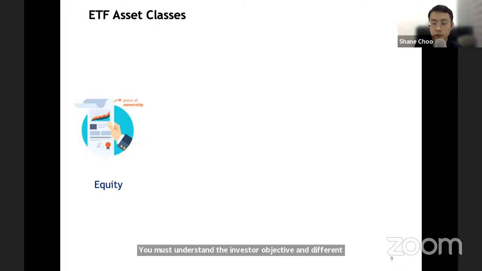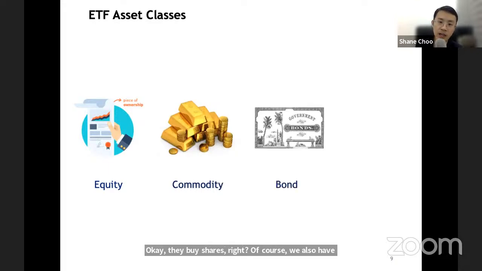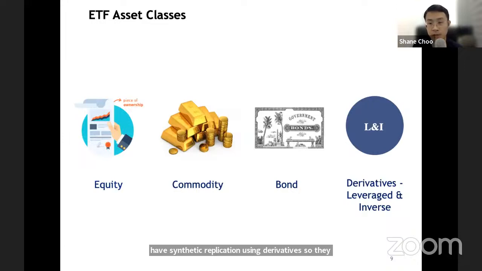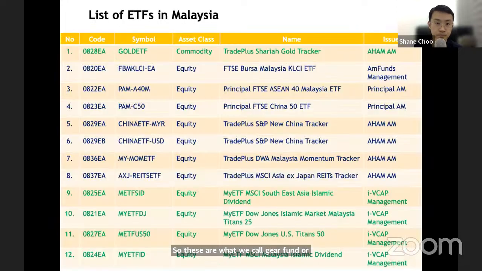Of course, the majority of the ETFs that we see in the market right now are based on equity. They buy shares, right? Of course, you also have ETFs that track commodity prices, ETFs that track bonds, and we have ETFs that have synthetic replication using derivatives. So they use derivatives, futures, or swaps to meet their investment objective. So these are what we call geared funds or leveraged and inverse ETFs.